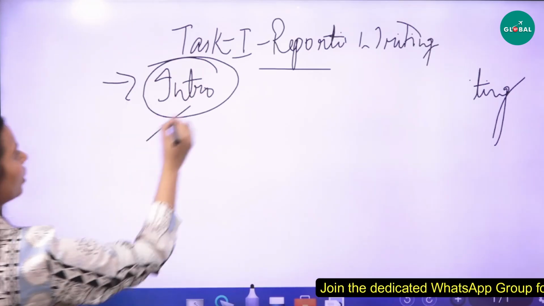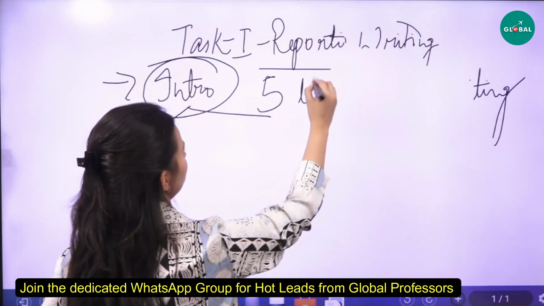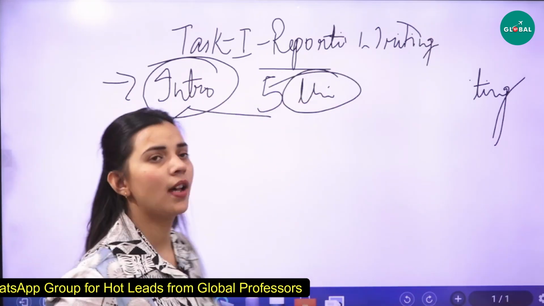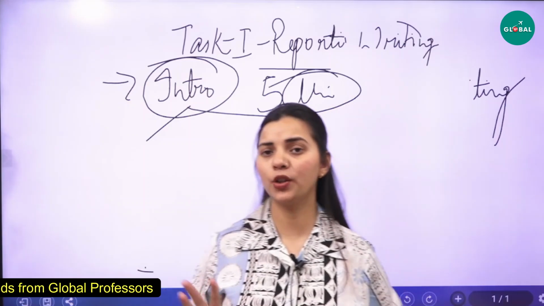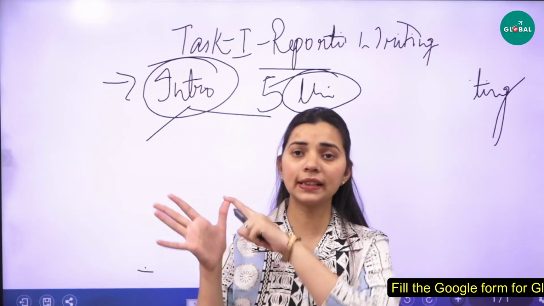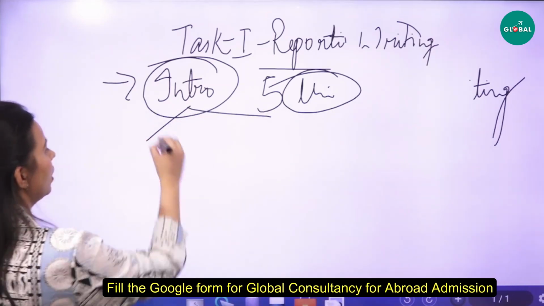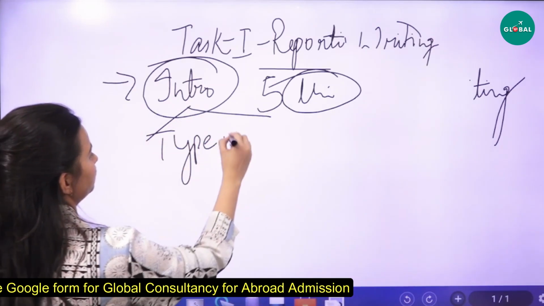Intro में क्या include करना होता है? 5 things basically, ठीक है. 5 things you need to be included in introduction. You can count down on your hands also, right? First of all is type of the graph, right? First of all, we need to go with the type of the graph.